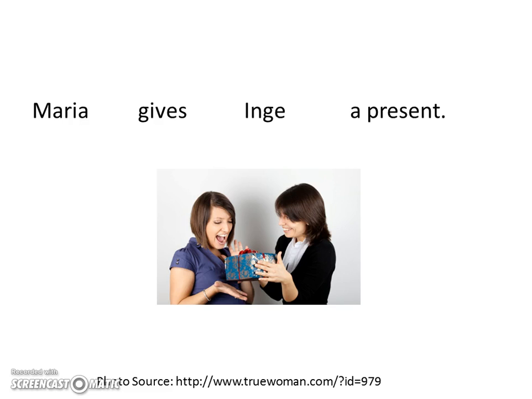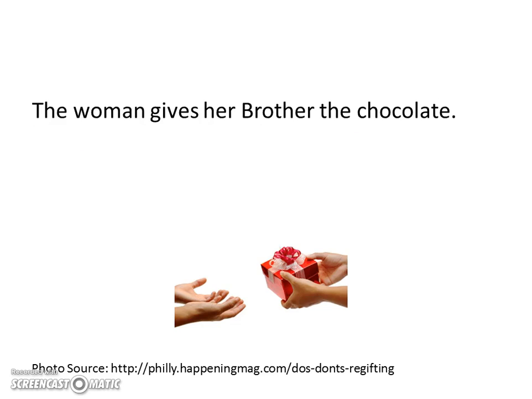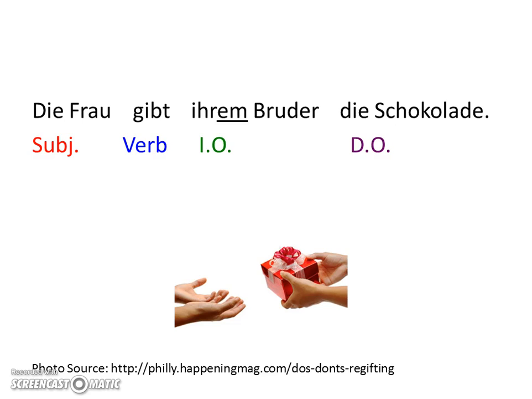Maria gives Inge a present. Maria gibt Inge ein Geschenk. The woman gives her brother the chocolate. Die Frau gibt ihrem Bruder die Schokolade. And I want you to notice here that whenever a male receives something, there's going to be an em ending usually on the article or the pronoun that's right before the noun. So that's for males, em endings. You could say, die Frau gibt ihrem Vater die Schokolade. Die Frau gibt ihrem Sohn die Schokolade.